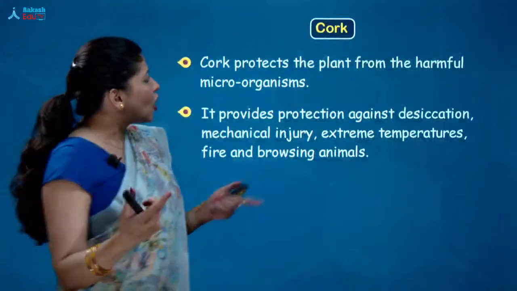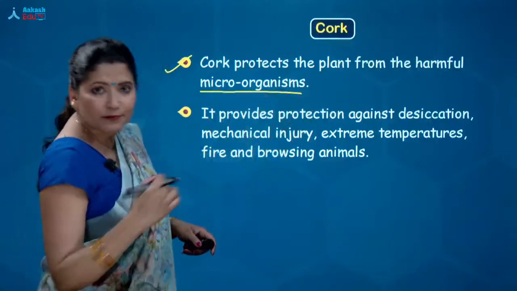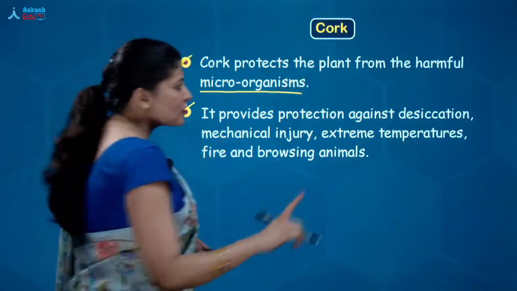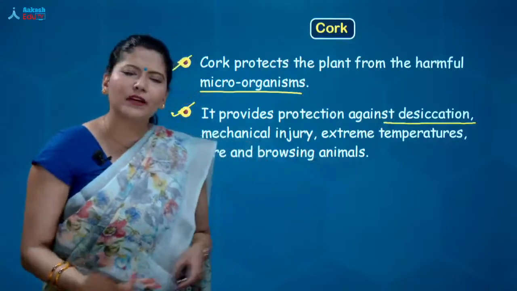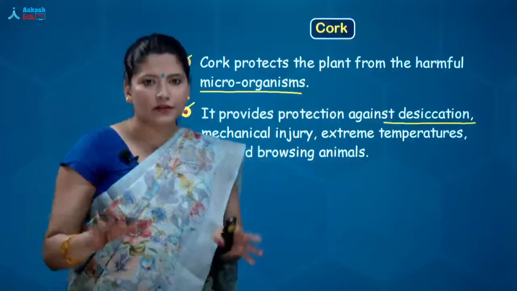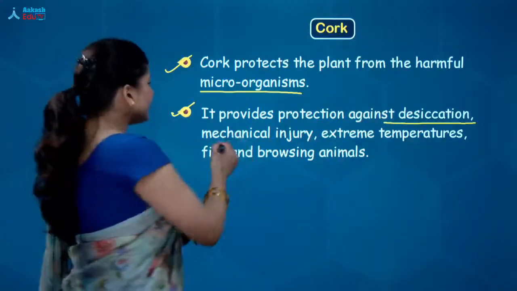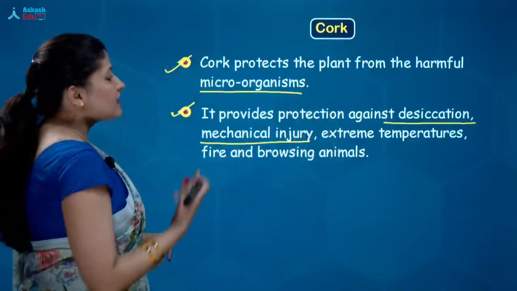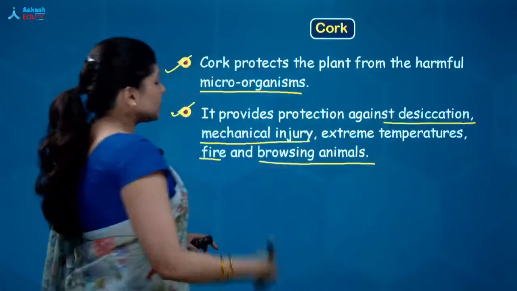All right. So cork protects the plant from harmful microorganisms. It provides protection against desiccation. So what is desiccation? We used to say that in parts of Rajasthan or wherever, people used to say there is drought, drought conditions. So that is known as desiccation. As well as it provides protection against mechanical injury, extreme temperature, fire and browsing animals.